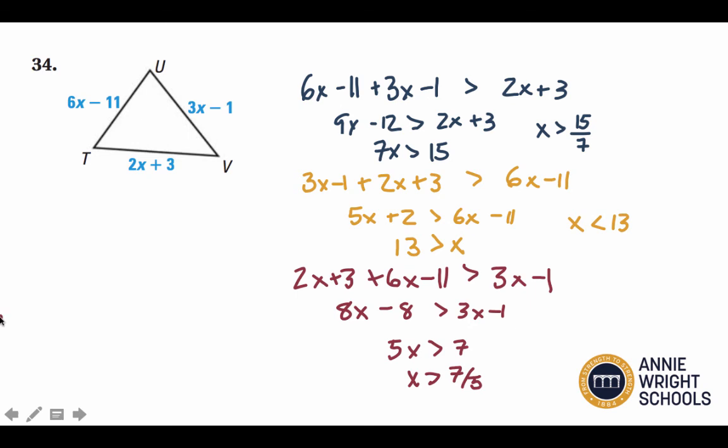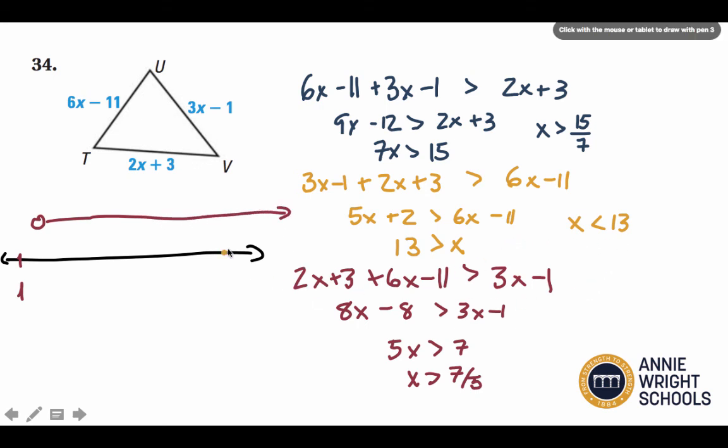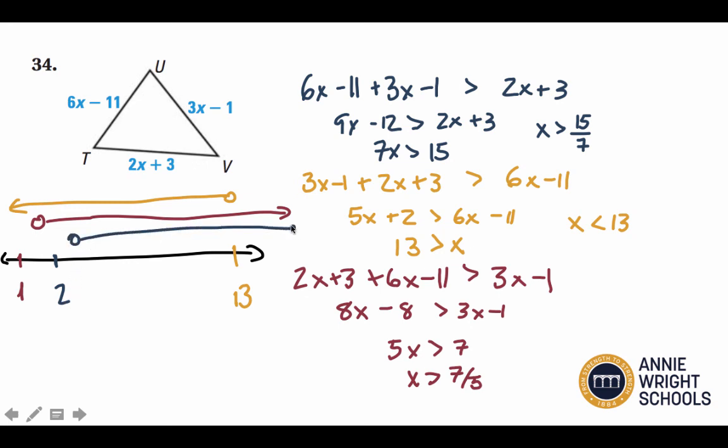What I have to do now, and I like the number line for it, is think about where all three of these inequalities are true. X is greater than 7/5. That's a little bit bigger than 1. So here's the number 1, and here's 7/5, and it's pointing that way. X is less than 13. 13's way out here, so that's pointing this way. And then lastly, x is bigger than 15/7. That's a little bit bigger than 2. So here's 2. 15/7. That's pointing this way.